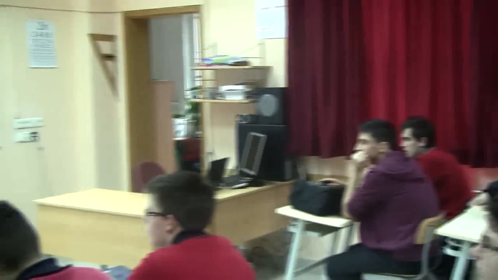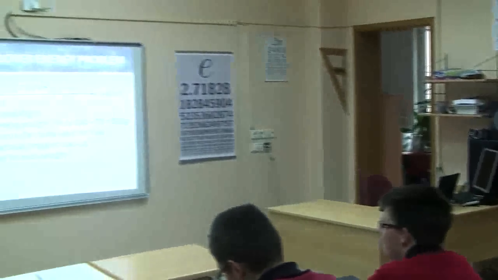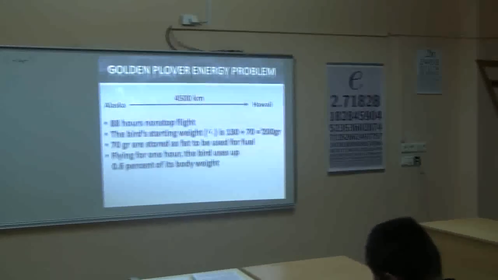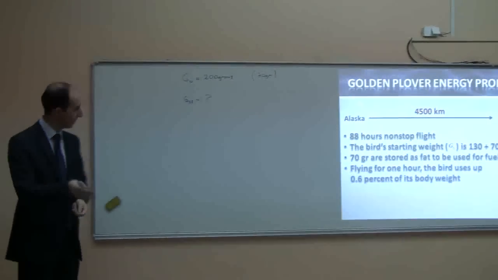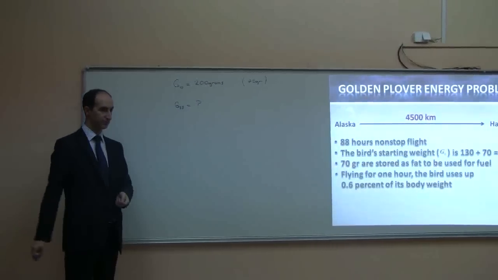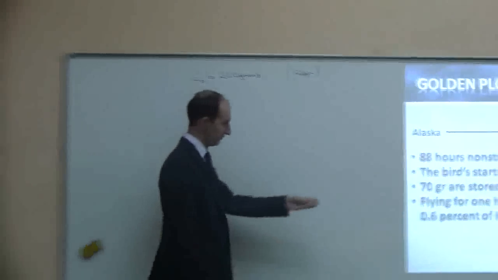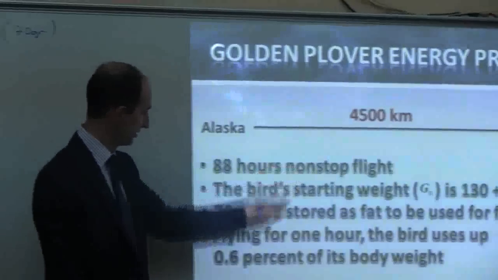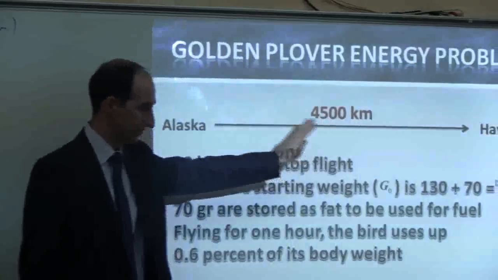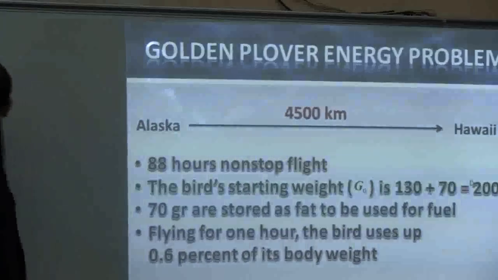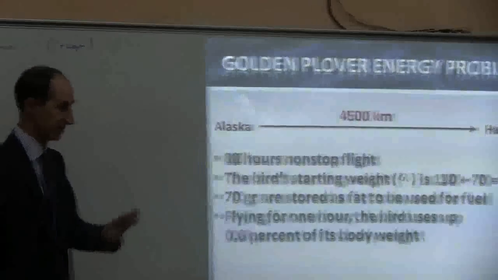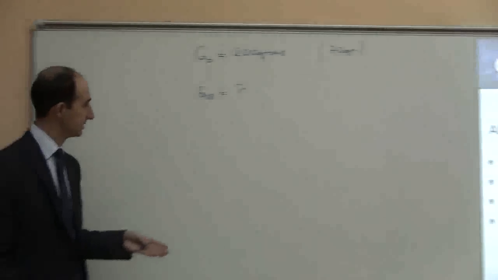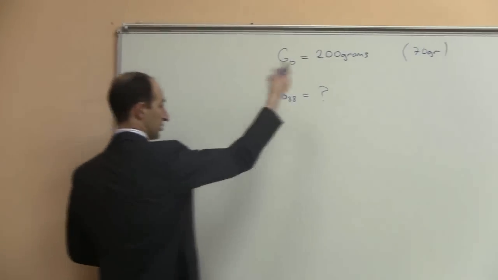It will go down to the ocean. So, can you find G88, and after 88 hours, what will happen? What will be the weight of our bird? We will use the information which is given to us. The 4,500 kilometers is not important at the beginning, but the important thing is 0.6% of its body weight. So G of 0 is given.